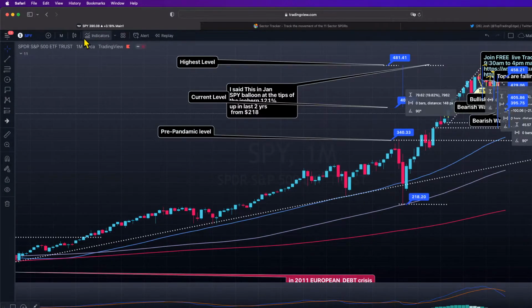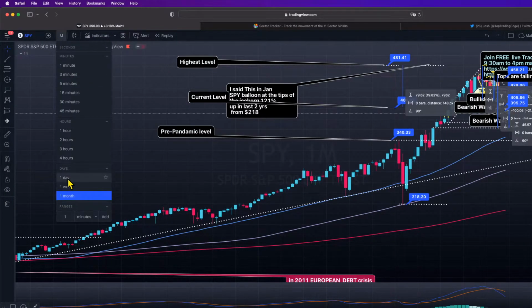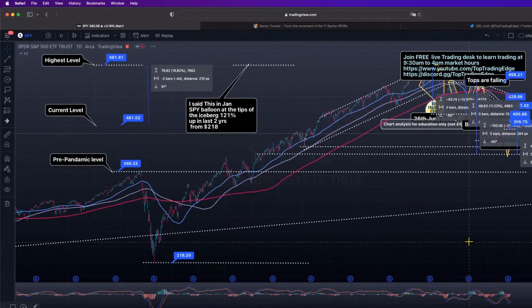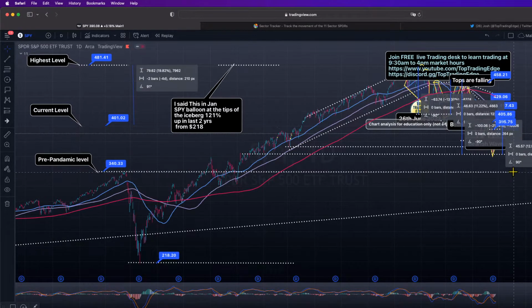I'm going to show you on my SPY daily chart. My price target is right here. You can see pre-pandemic is 340. Then something will break. If something breaks, then we're going to go and test this line, which is 300 right here. Okay, so this is my thinking. I don't want to scare people. When that happens, God knows.